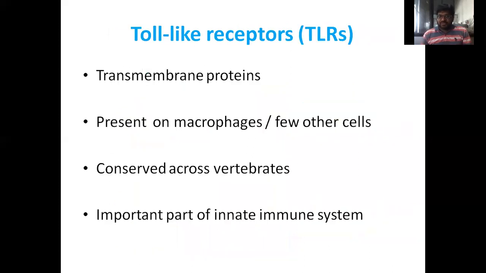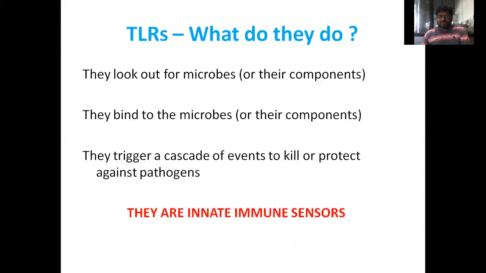Toll-like receptors, known as the TLRs. This is a transmembrane protein. It has a great role in innate immunity too. They are present on the macrophages and a few other cells, conserved across the vertebrates, and are an important part of the innate immune system, as I said earlier.